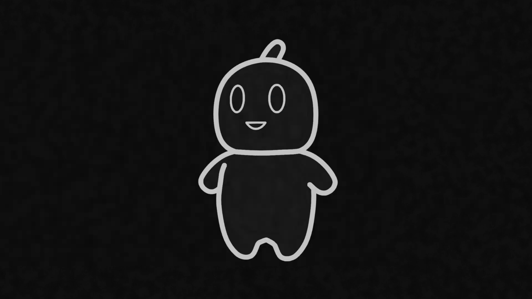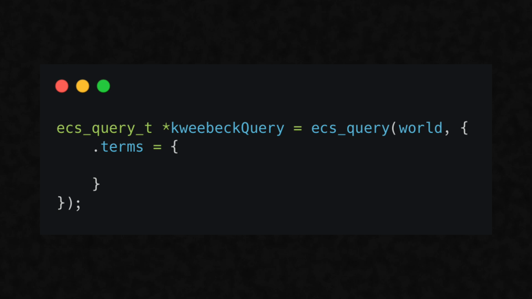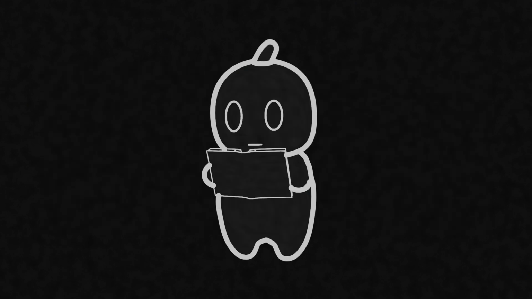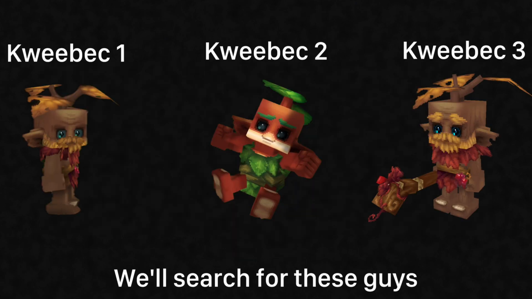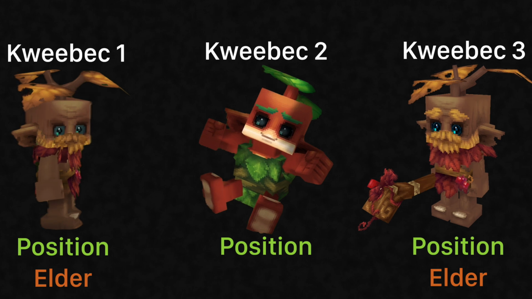Right, now for the main course. Write ECS query t Quebec query equals ECS query, and then put in the world, and then some curly brackets. Then, in the curly brackets, put in terms, and then the terms are going to be what we're going to be searching for. In this case, let's look for an entity in the world that has the position component, like this.